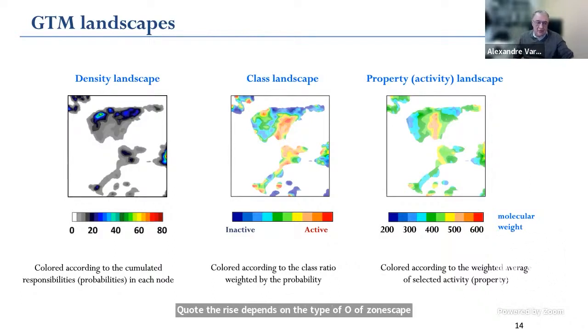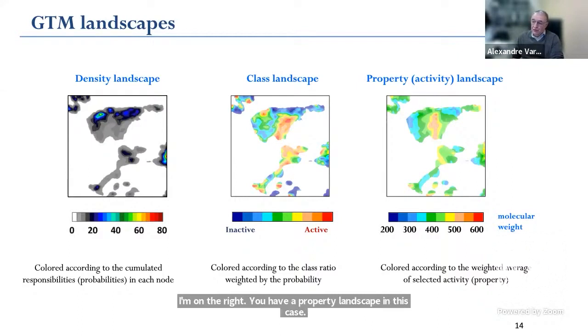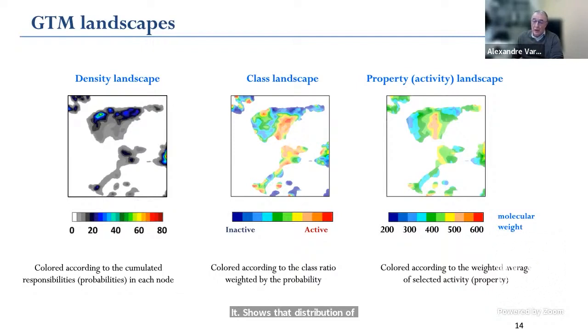So, let's say, on the left side you have a density landscape, where red corresponds to dense areas. At the center, you have a class landscape, which characterizes activity of compounds. Red zones are populated mostly by active compounds and blue by inactives, whereas yellow and green contain both actives and inactives. And on the right, you have a property landscape. In this case, it shows a distribution of compounds according both to structure and a given property, which is here molecular weight. And here the red areas accommodate heavy molecules.